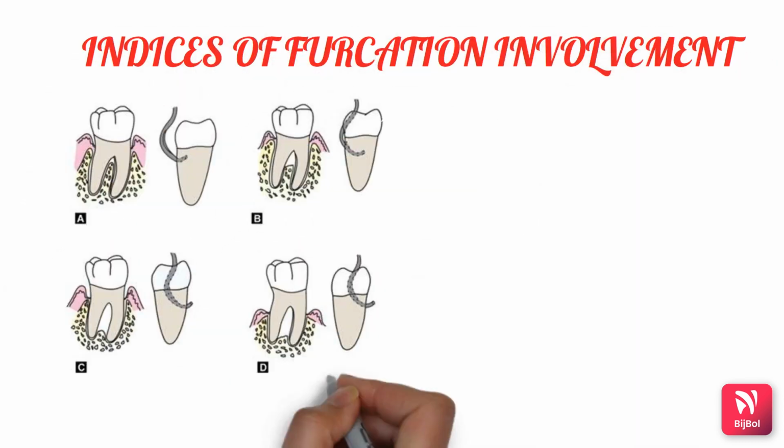Next, we will see about the indices of the furcation involvement. The first one was given by Glickman in 1953. Glickman divided the furcation grades into 4. So that is grade 1, grade 2, grade 3 and grade 4.